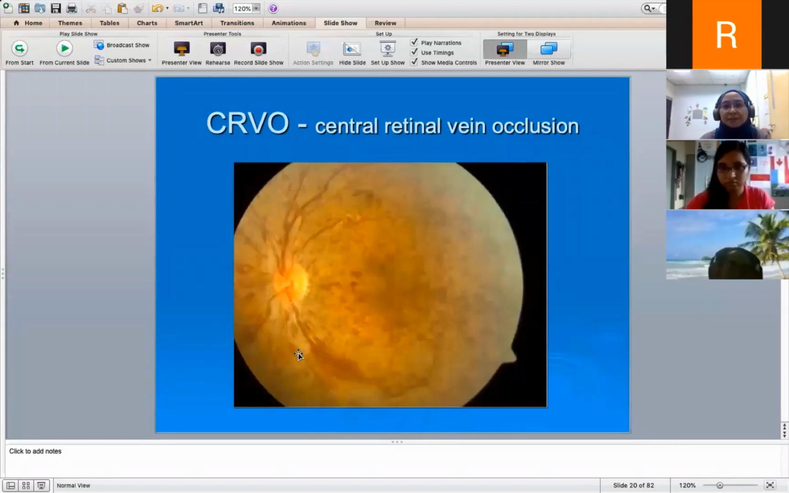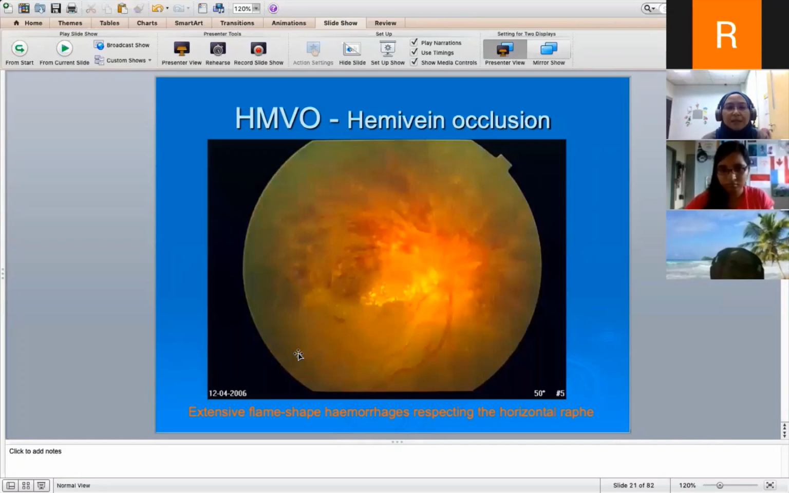Now, again, this one. This is the right eye of the patient. You can see optic disc swelling. You don't see the margin very well. You see flame-shaped hemorrhages. Very nice. But why can't this be hypertensive retinopathy?